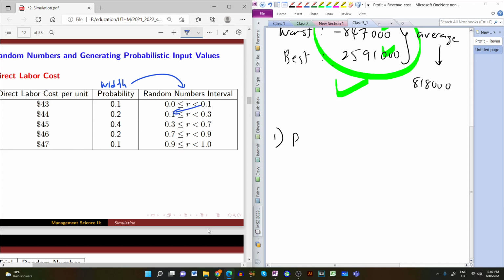so you write the number here, 0.1, and then what is the width? 0.2. You add this, you get 0.3. Write the 3 here. You add 0.4, what do you get? 0.7. That's how I do it. That's how the random number intervals are done. In other words, the width of each interval is this one.